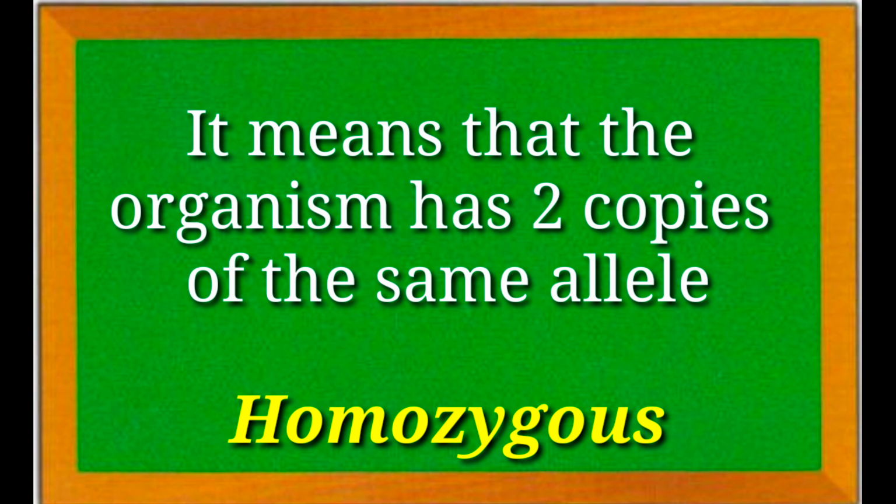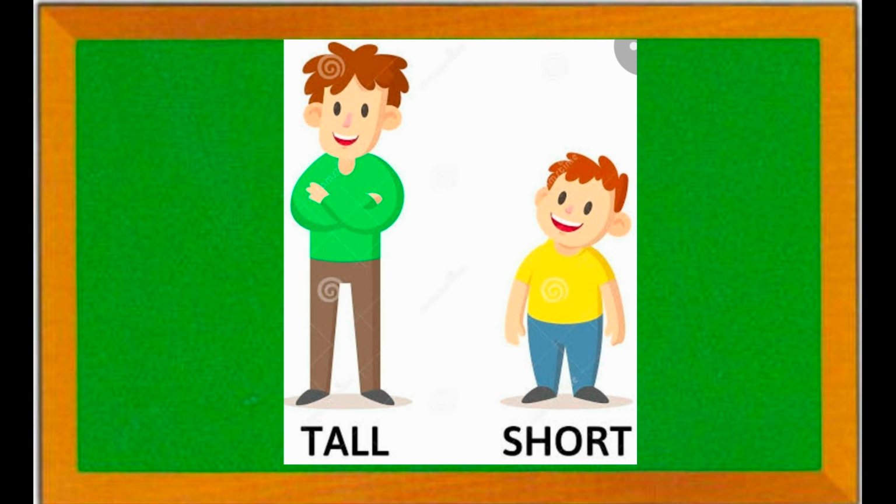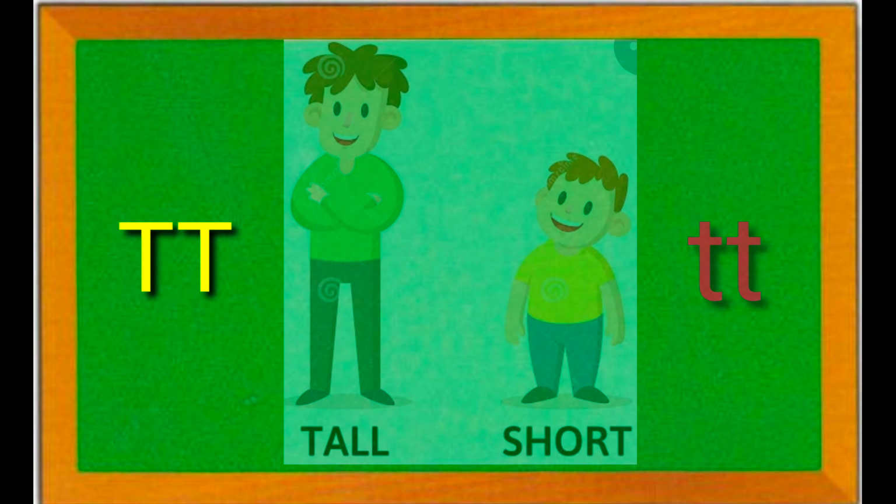And now for our next term, we have homozygous. It means that the organism has two copies of the same allele. Example, we have here for the height phenotype, tall and short. The genotype of the tall trait is TT, or 2 capital letter T. This is what we call as homozygous because the two alleles are identical, or the two letters are written in capital form. Then for short trait, its genotype is small letter t and another small letter t. Or in short, this is homozygous short and the other is homozygous tall.